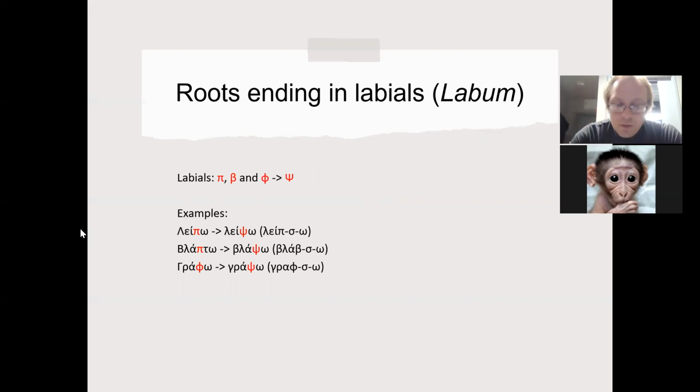And when they occur at the end of a verb stem, they turn into psi when combined with the future sigma infix. Thus, the future indicative of leipo, I leave, is leipso. And the future form of blapto, I harm, is in turn blapso. And this is because the stem here is actually blab. Likewise, in grapho, which has a stem ending in phi, this becomes grapso in the future.